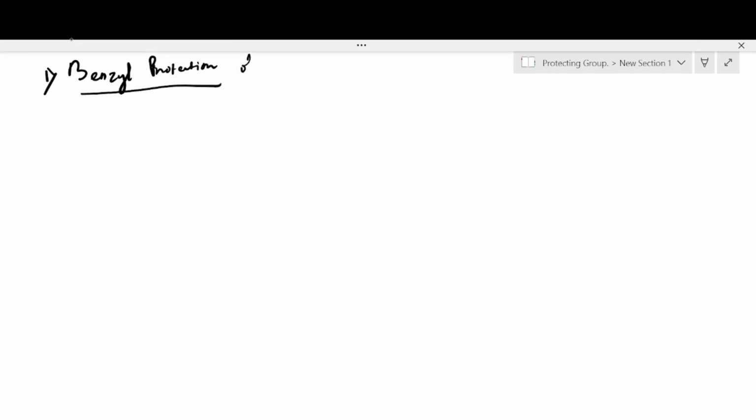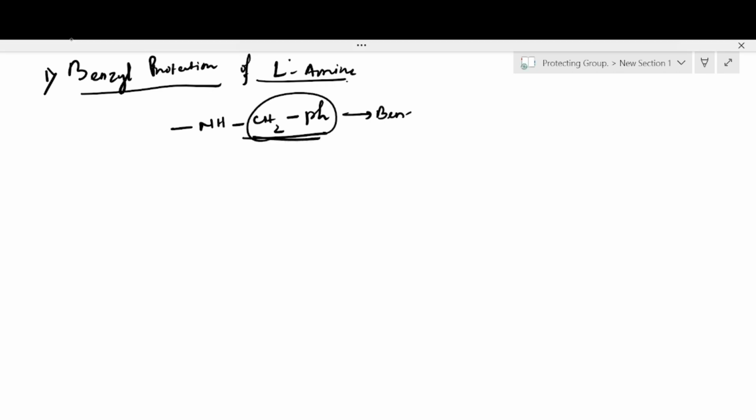Benzyl protection of primary amine. So this is CH2Ph, known as benzyl, and it is represented as Bn. Bn means benzyl.